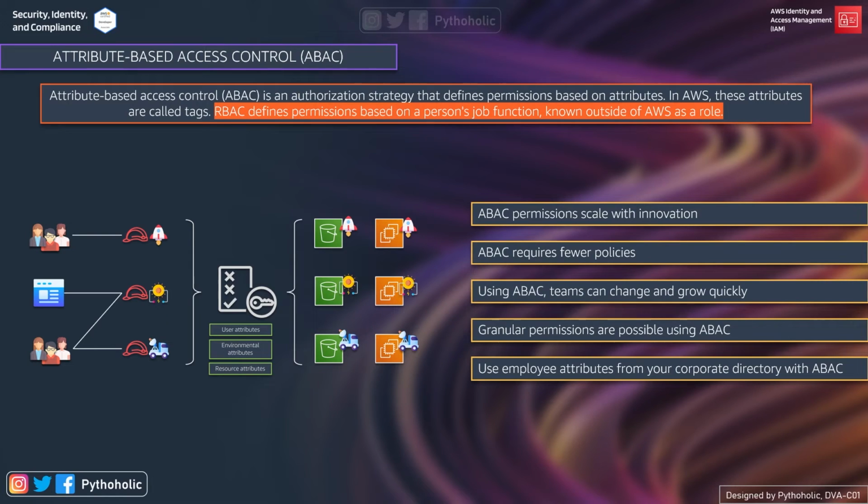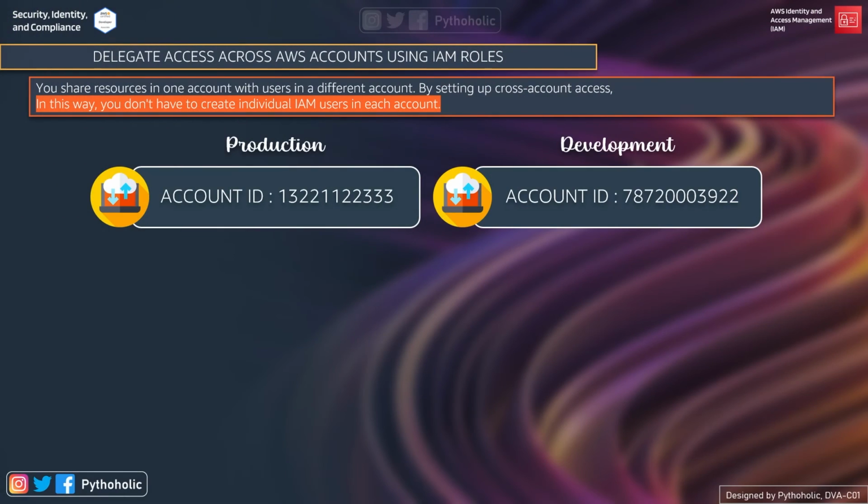Now that you've understood what is user, user group, role, policy, access management, let's see how we delegate access from one AWS account to another without creating an IAM user in another account. Now let's understand this. How can we delegate access across AWS accounts using IAM roles? As it is mentioned here, you can share resources in one account with users in a different account. We can do this by setting up cross-account access. And in this way, you don't have to create individual IAM users in each account.